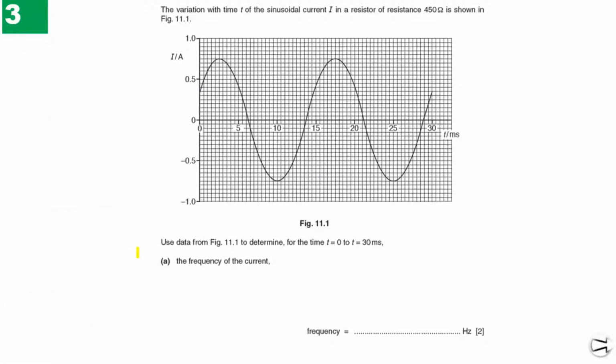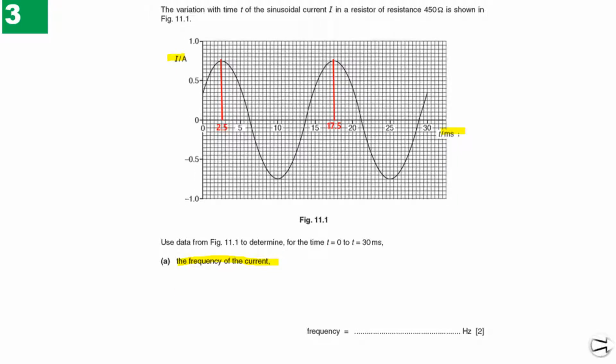Here is our first question, and for this question, current against time is given to us. We need to be just a little careful because the time is on the x-axis and time is in milliseconds. It is not in seconds. What we need to find is simply the frequency of the current. So this is quite a straightforward one. Simply we need to find time period, and 1 over time period is equal to frequency. So first of all, let's try to find the time period.